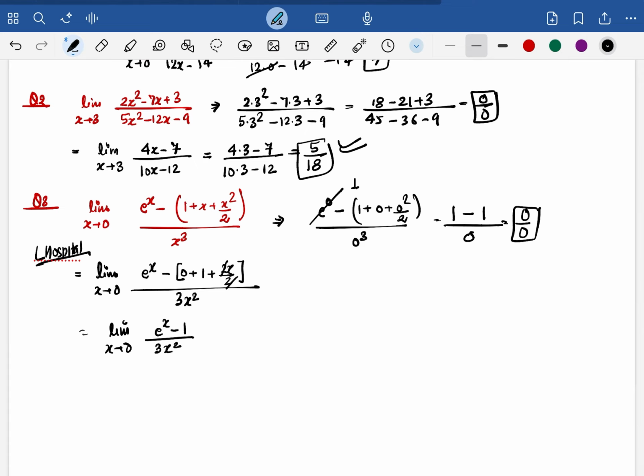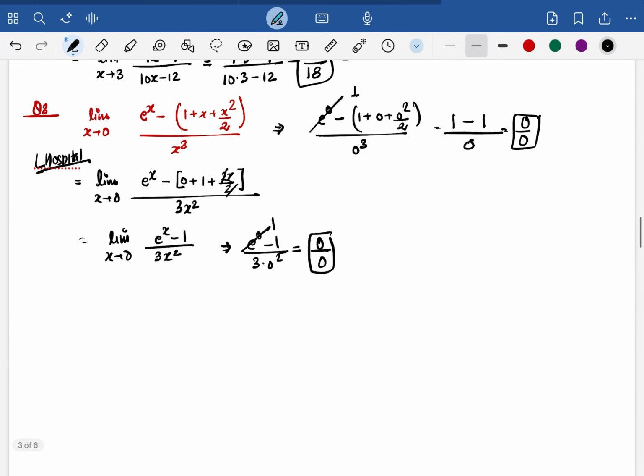Let's put the values again. So again limit, let's again put the values. So can we say 3 to the power 0 minus 1 by 3 into 0 square. Again 3 to the power 0, 1 minus 1 0, numerator is 0, denominator is 0. So again it's taking the 0 by 0 form. So let's differentiate it one more time. So limit x tends to 0, e to the power x, and this is 6x. Okay, so let's put the values again 0. So e to the power 0, and this is 6 into 0.